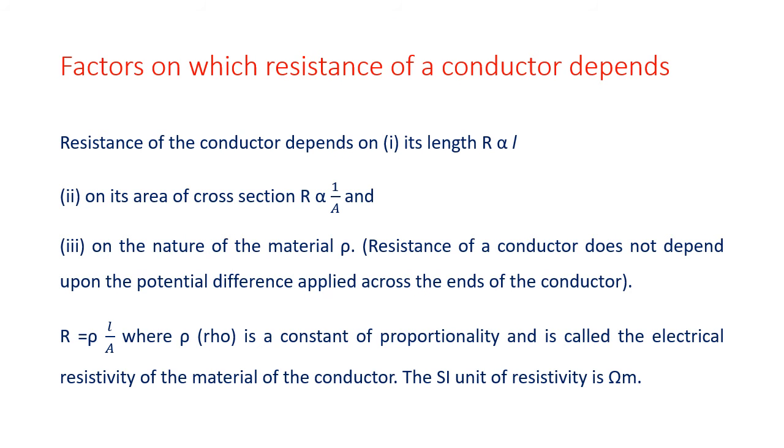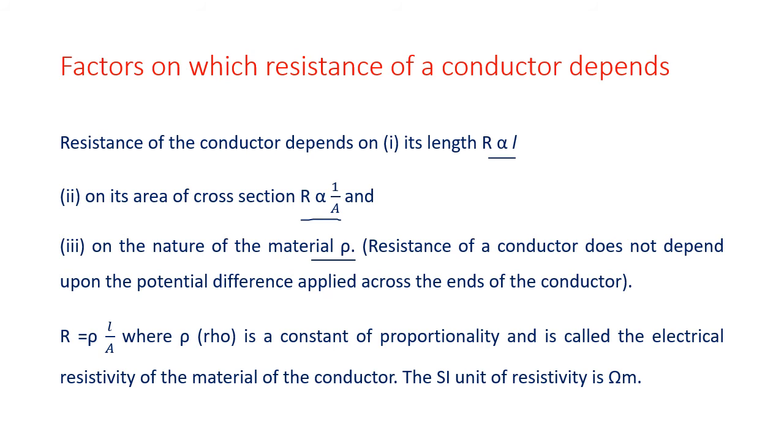So now we see the factors again. The resistance of a conductor depends upon the length, R is directly proportional to L. The cross section, R is inversely proportional to A, R is proportional to 1 upon A. The nature of the material, rho. So we have R equal to rho L by A. So the factors are now resistance depends upon the length, the cross section and the material.